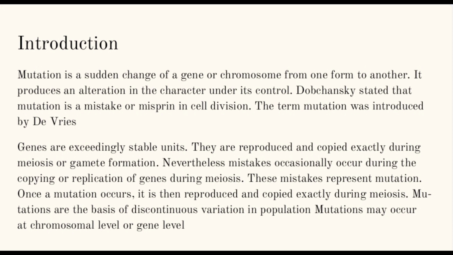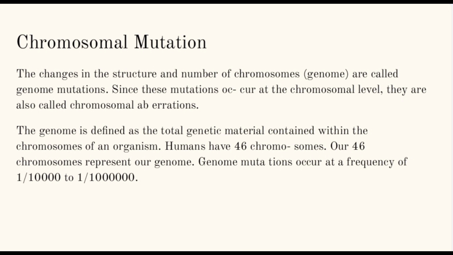Mutations are the basis of discontinuous variation in population. Mutations may occur at chromosomal level or gene level. Chromosomal mutation: the changes in the structure and number of chromosomes or genome are called genome mutations. Since these mutations occur at the chromosomal level, they are also called chromosomal aberration.